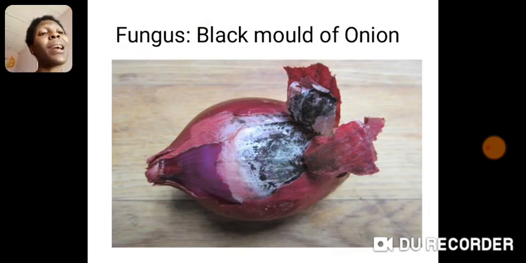What about the black mold of onion? Your onion bulb. That's the picture, caused by a fungus species. And one thing, before you start seeing physical symptoms, once you start seeing a physical symptom, or signs, because this is a physical sign, right? This is a sign that something has gone wrong inside. That's why it's a disease.